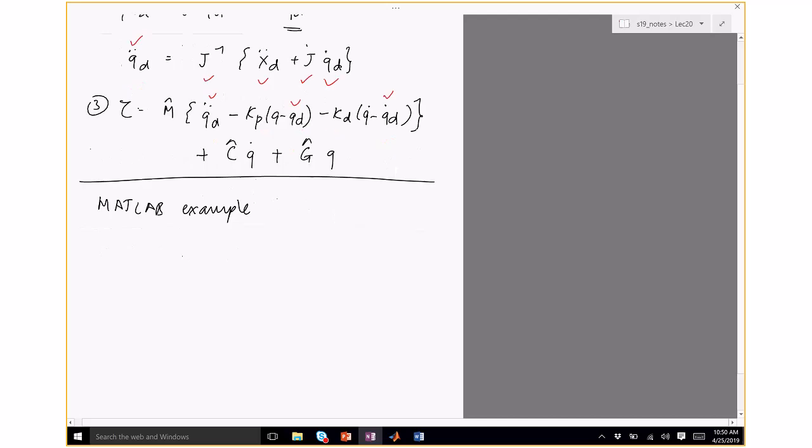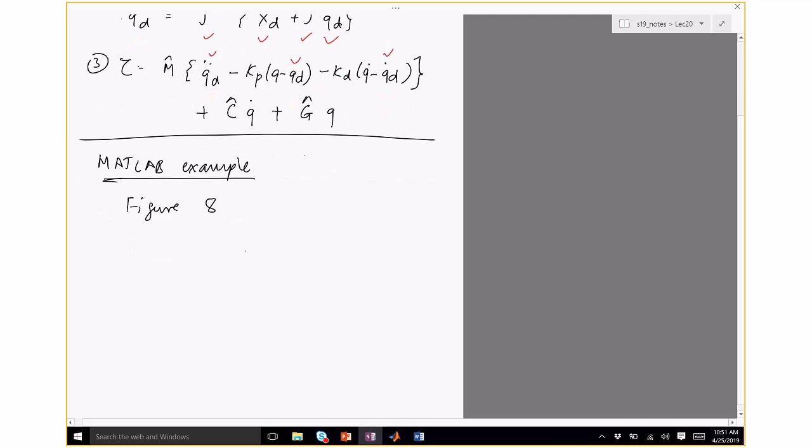Okay, which is going to be drawing the lemniscate. Figure 8. Lemniscate is also known as the figure 8 or infinity, some people. Figure 8. So it's also called the lemniscate. So let's go through Matlab and see how it is done. That's the last thing.